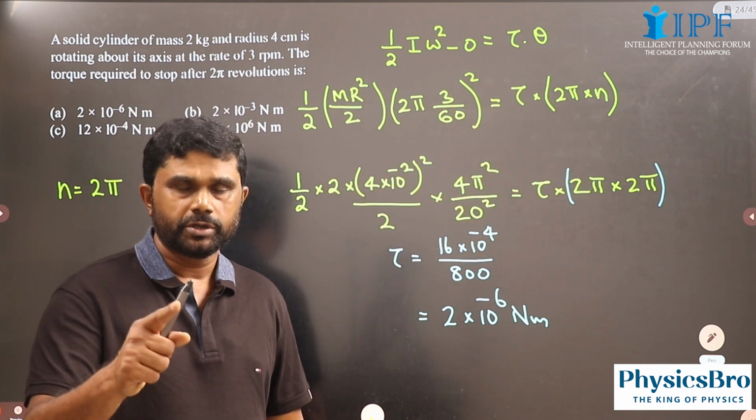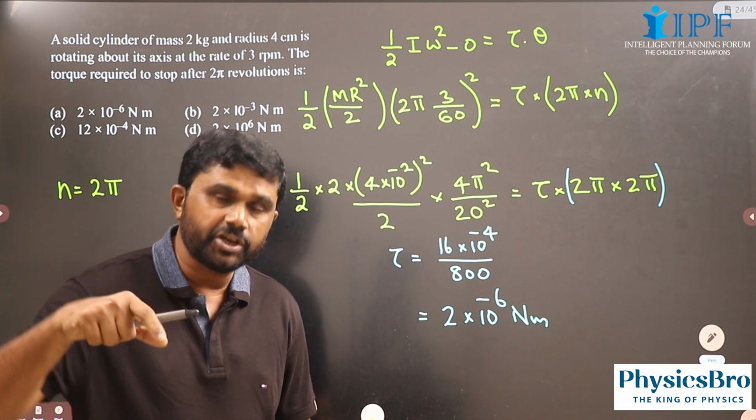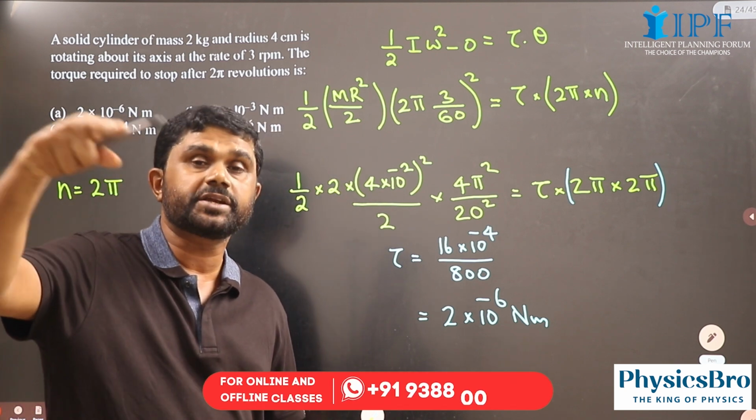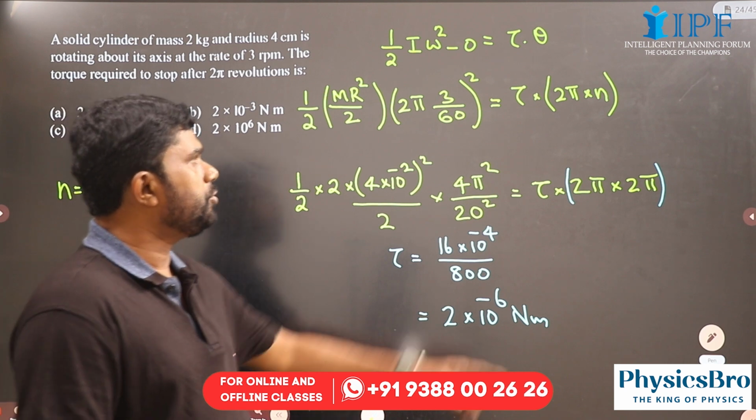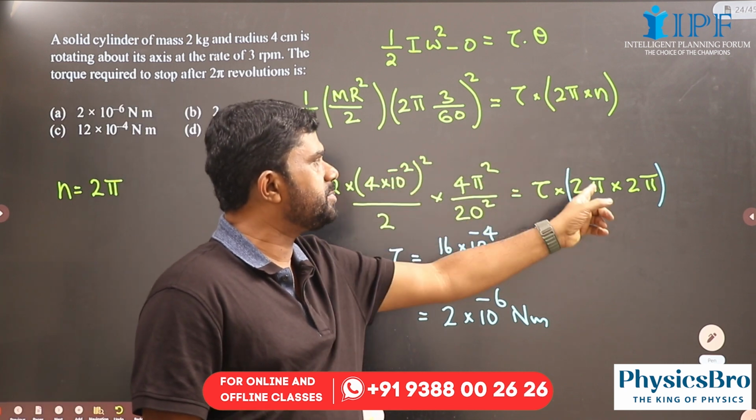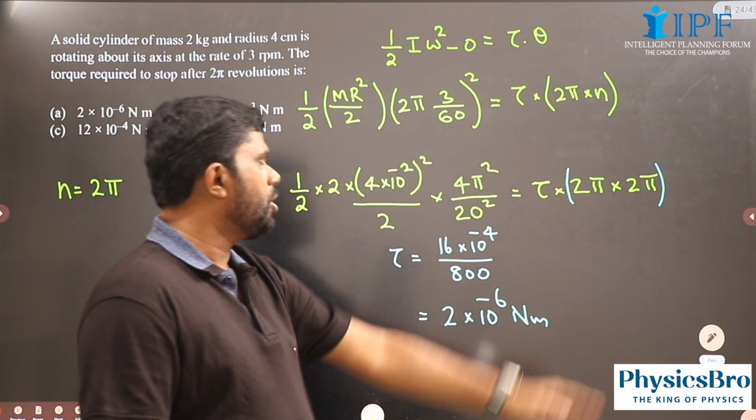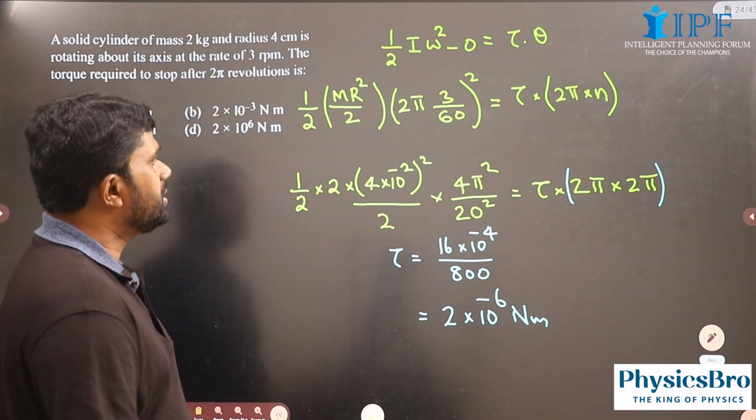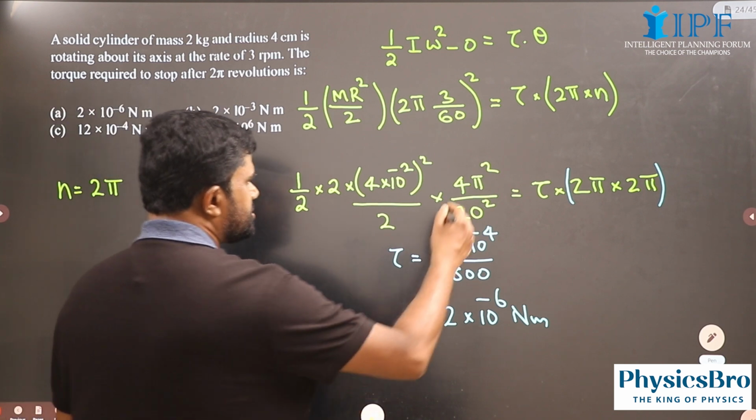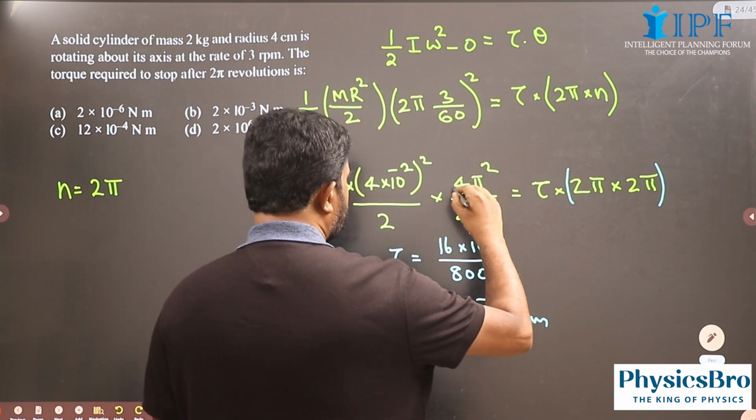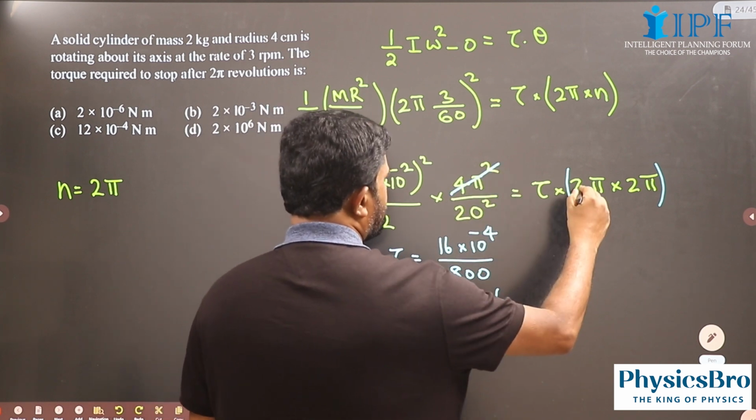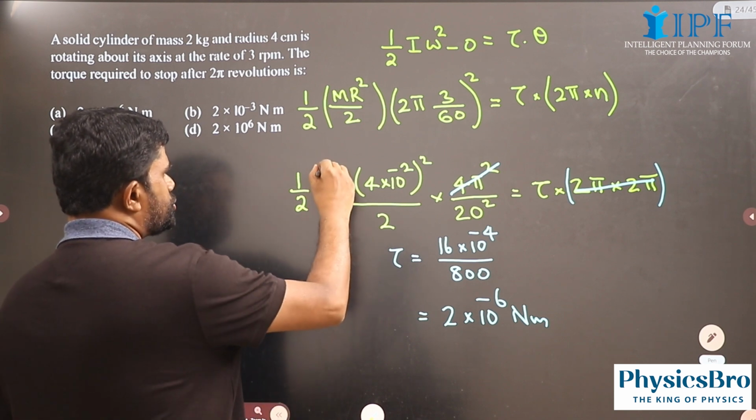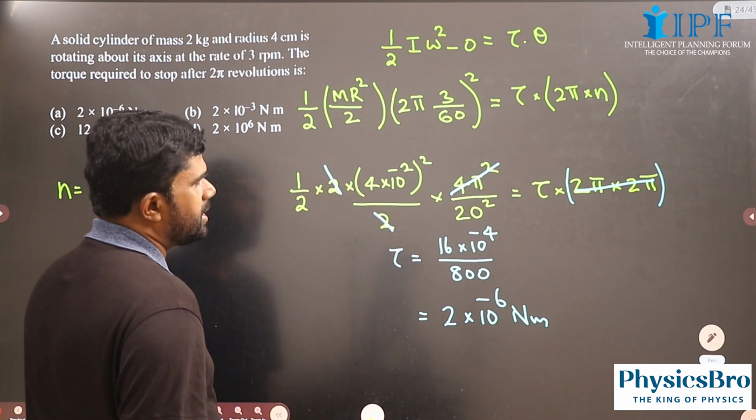I have told you, the angle described in each revolution is 2 pi and there are 2 pi revolutions. So 2 pi times 2 pi is the angular displacement, times tau. Now see, we have to find this torque. This is 4 pi square. Here we have 4 pi square and here we have 4 pi square, that can be cancelled, and this 2 and this 2 can be cancelled.